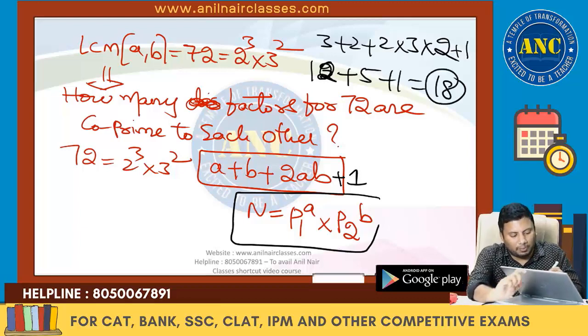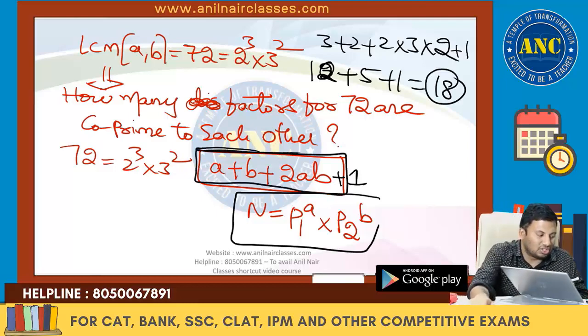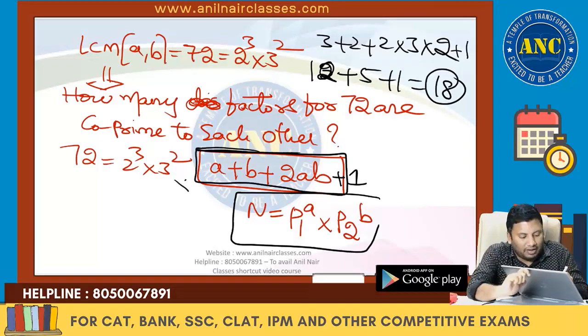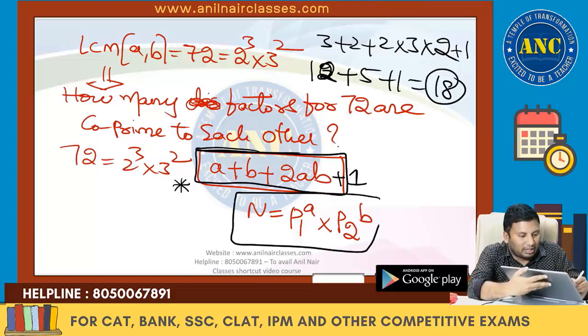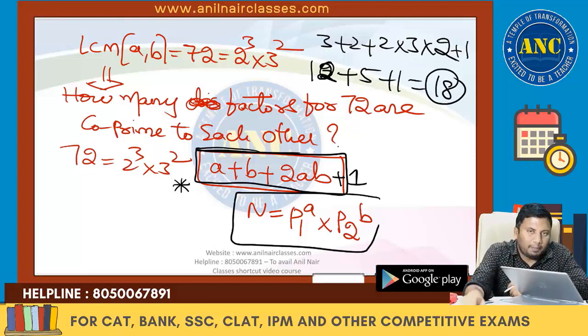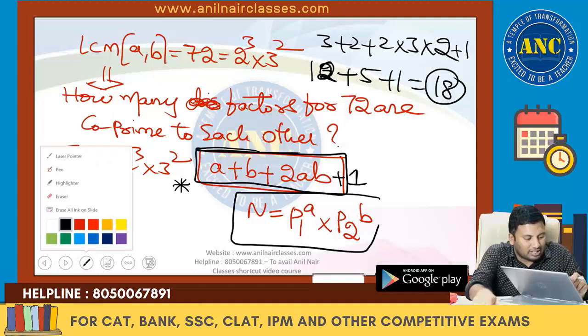I told in the previous class how this a plus b plus 2ab is derived. How this proof came, we have discussed in the co-primes. So answer is a plus b plus 2ab plus 1. Sir, what if 3 sets or 4 sets are there? Already we discussed in the previous LCM.